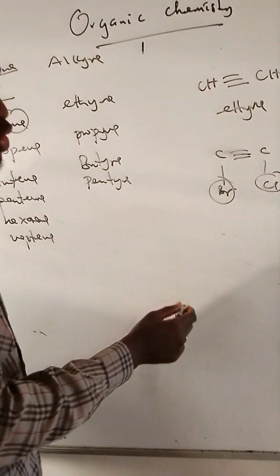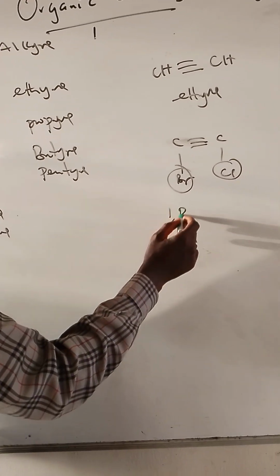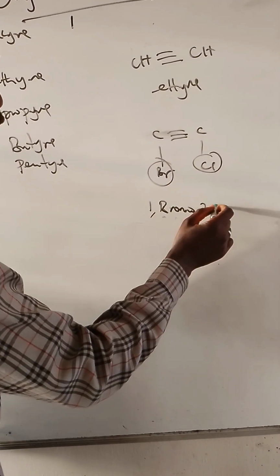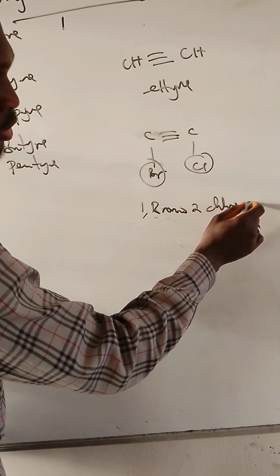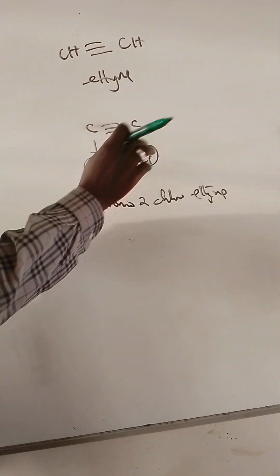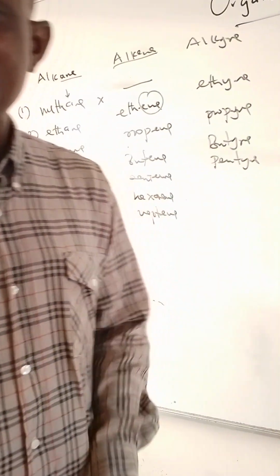So to call this is going to be 1-bromo-2-chloro-ethyne. Or you say bromo, chloro, ethyne, as the case may be. In a nutshell, I'm done with this.